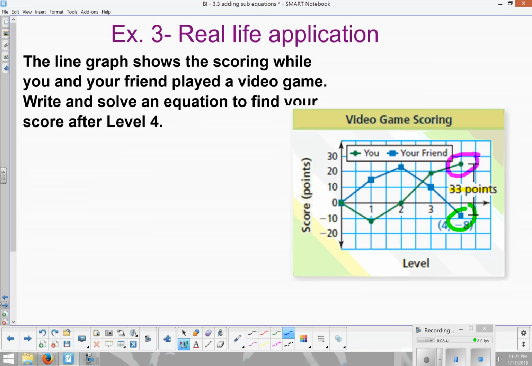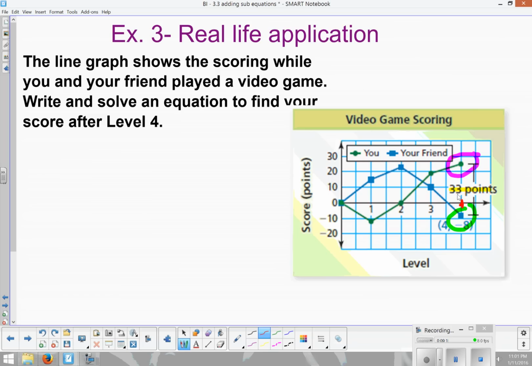So I have here a video game scoring of two buddies, you and a friend. It says the line graph shows the scoring while you and your friend played a video game. Write and solve an equation to find your score after level 4. So we'll need to first look to see where level 4 is at. And I notice that level 4 is just right here, because our levels are on the x-axis and our scores are on the y-axis. So level 4 happens to be right here. Let me go ahead and put a marker right there.